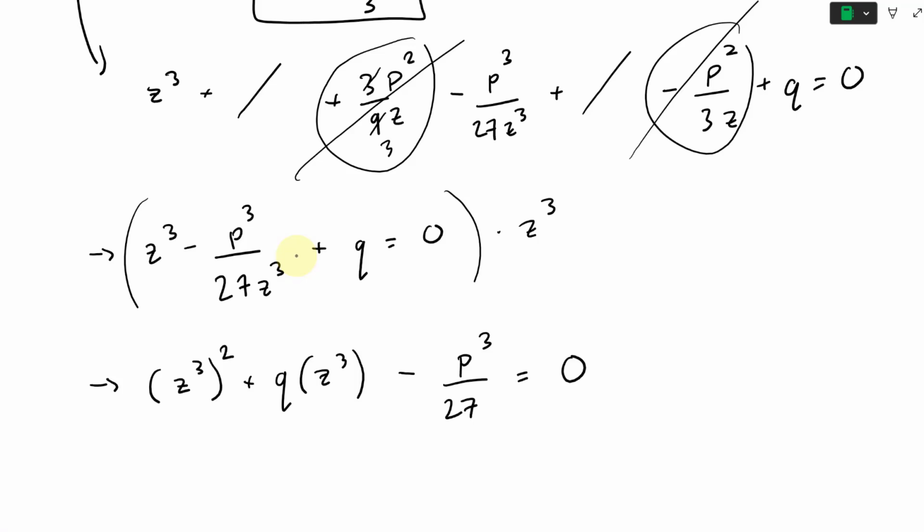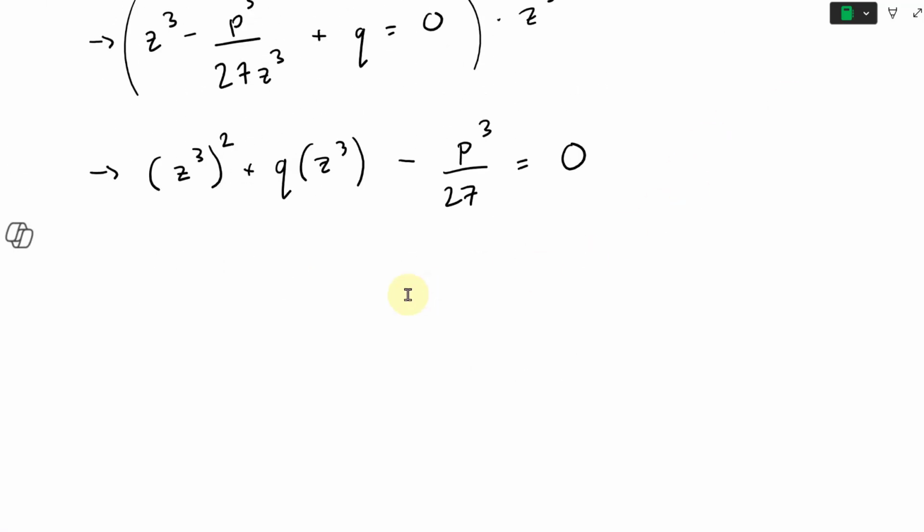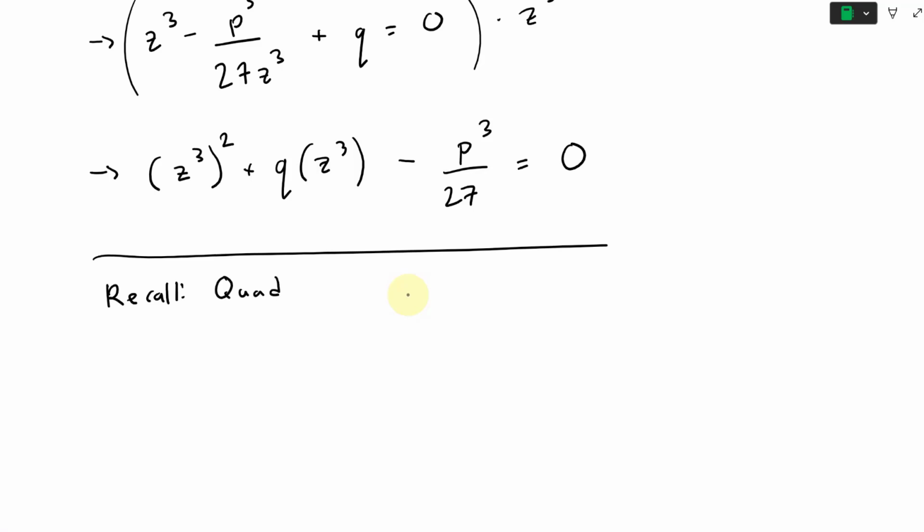Now this is a quadratic equation. And we could see this if we recall a quadratic equation in the PQ format. I'll put this in the PQ format: x squared plus capital P, because we already have lowercase p over there, then x plus capital Q equals 0.